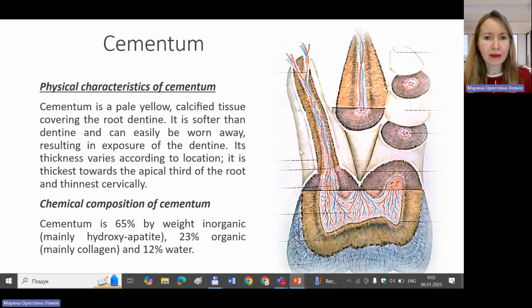Cementum is a pale, yellow, calcified tissue that covers the root dentine. It can be easily worn away, resulting in exposure of the dentine. Its thickness varies according to location. It is thickest towards the apical third of the root and thinnest cervically. Cementum is 65% by weight inorganic, mainly hydroxyapatite, 23% organic, mainly collagen, and 12% water.